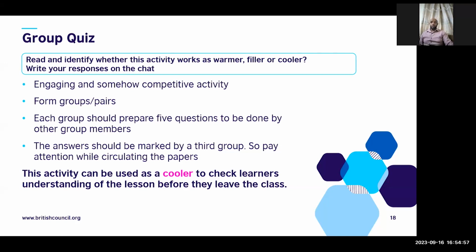I hope you found this activity interesting, just to leave the class upbeat and happy. And also the teacher will use this activity to make sure learners acquire the target language, or the lesson, the topic, I would say.